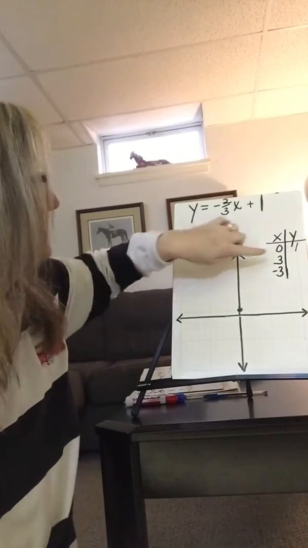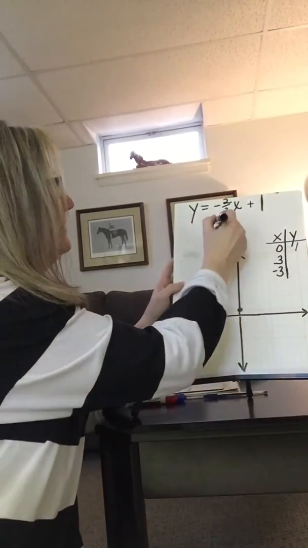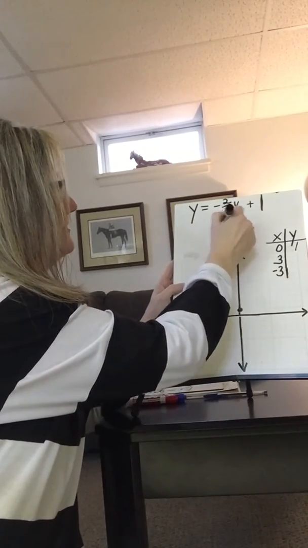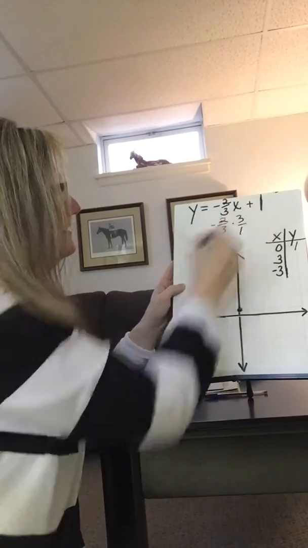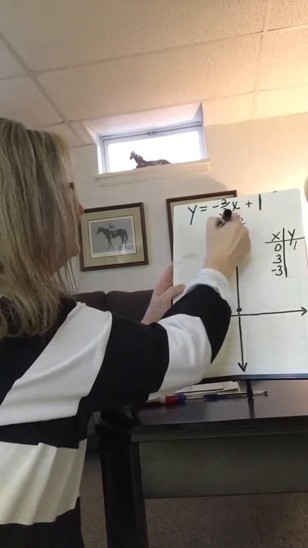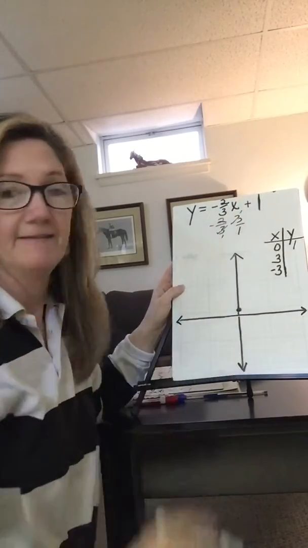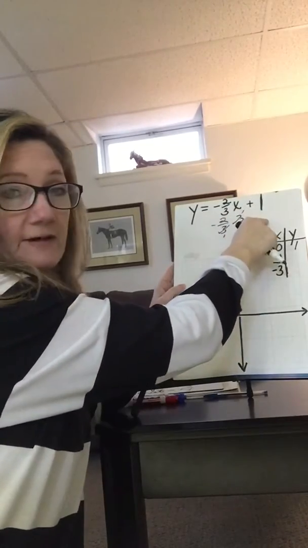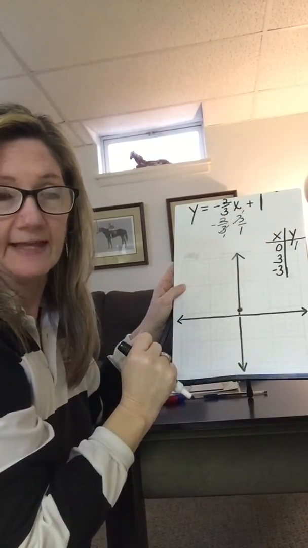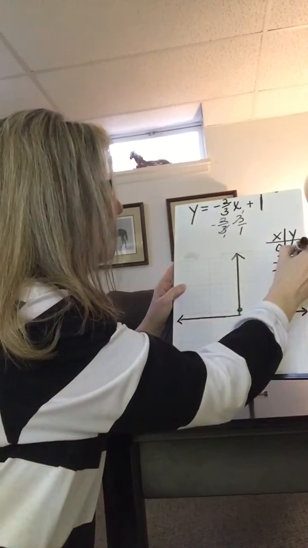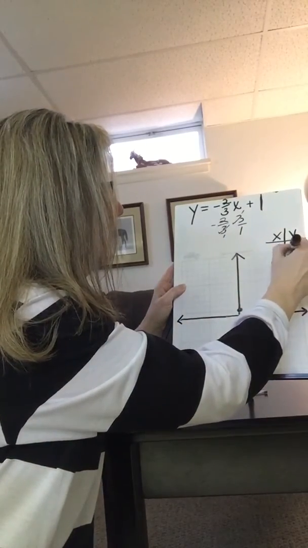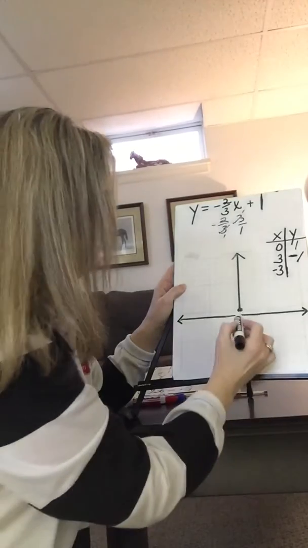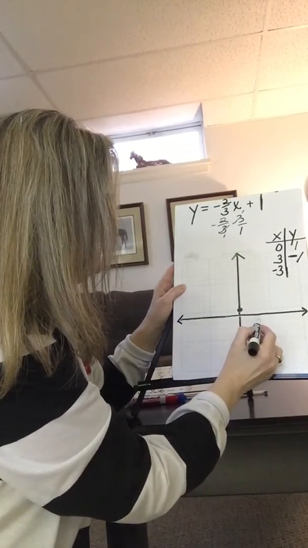Okay, then if you pick 3 for x, you end up having negative 2/3 times your 3, okay? And the reason we do this is so that we can eliminate having fractions. And you'll get negative 2 plus the 1, so don't forget the rest of your equation, negative 2 plus 1, and you'll get negative 1 for y. So your next point would be 3, negative 1.